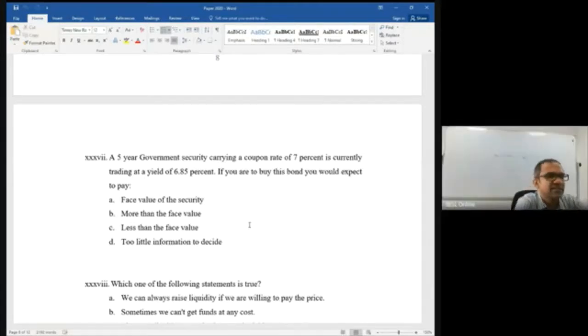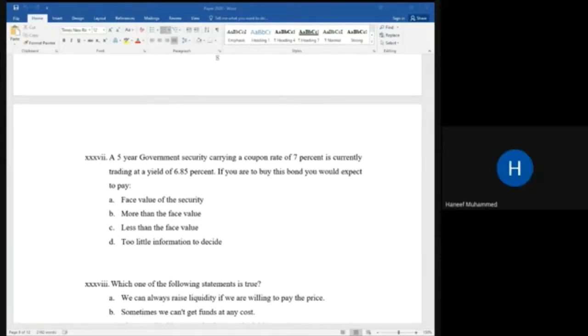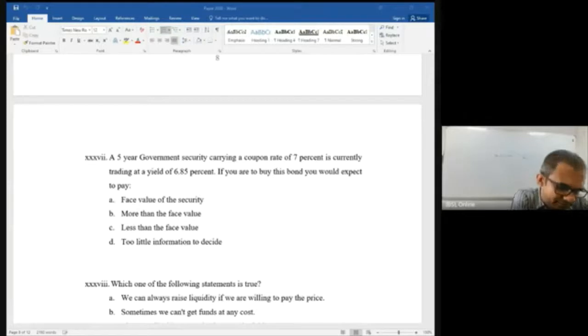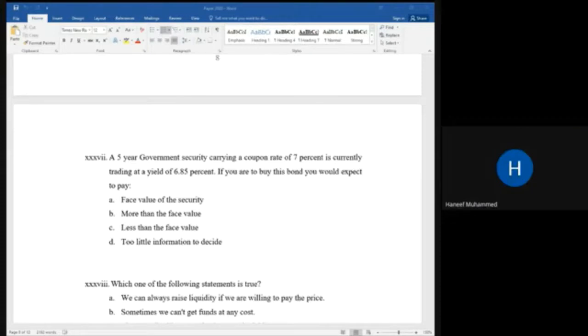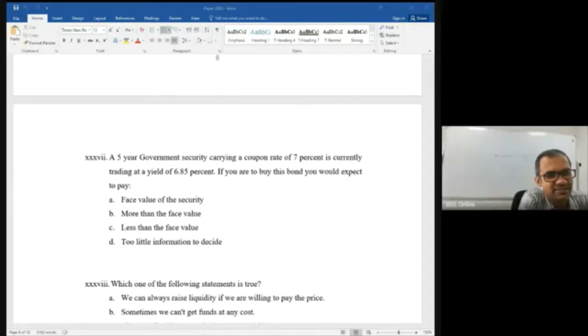And the yield required is 6.85. Less than face value. Why? Coupon is 7. The coupon return rate is higher than the yield, then it's a discounted one, not a premium one. Any others? Are you in agreement with that?